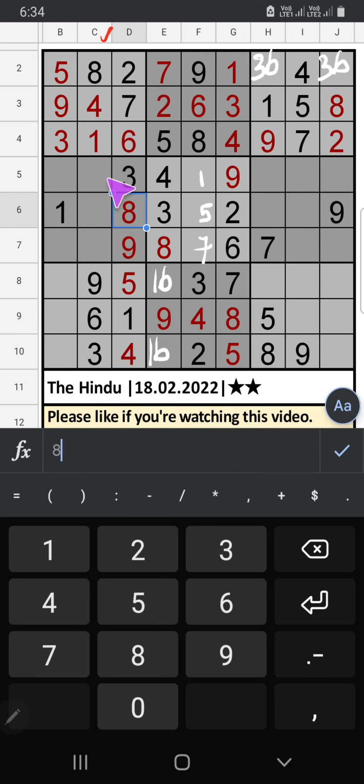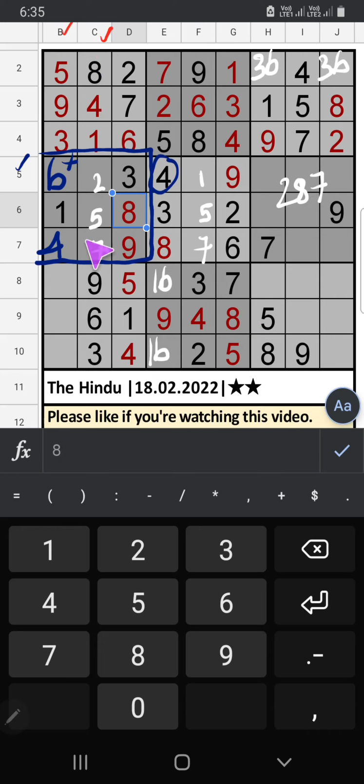Column C, 3 numbers are remaining: 2, 5, 7. It will come in any one of the cells, we will confirm later. Then fourth grade, only 2 numbers are remaining, 4 and 6. Fifth row we have 4, so 4 can't come in this cell, then 4 is confirmed here, then 6 is here.